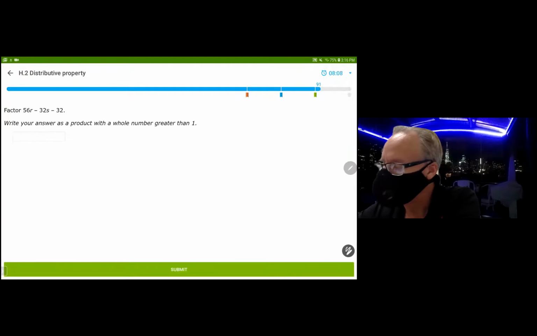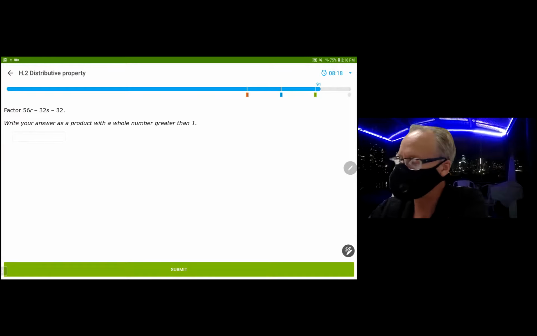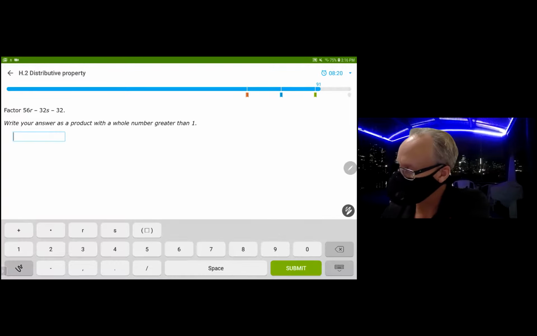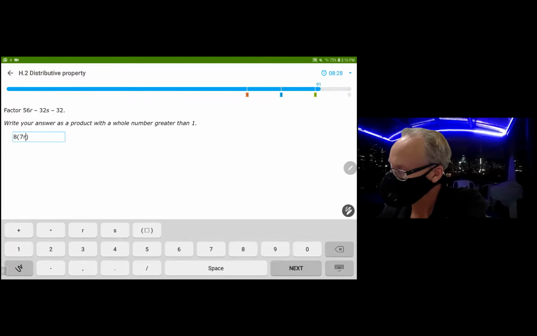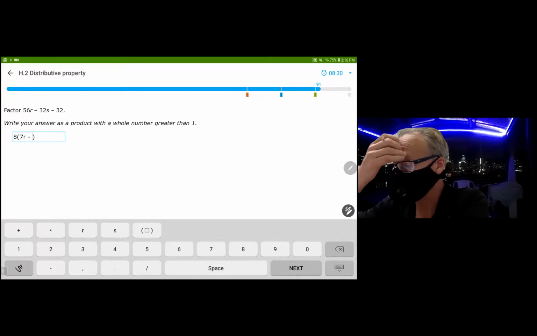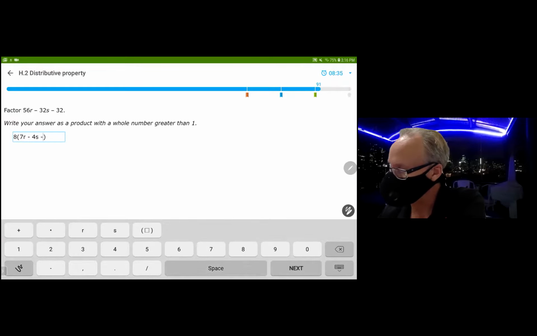All right. In this case, we're going to factor this whole thing. It looks like 56 is 8 times 7, so it looks like 8 is the common factor. And we've got 3 things going there. We've got a 7r, and don't forget to put the space in your minuses. We've got a 4s, and then we have a minus 4. And if we distribute the 8, we are going to have the 56r, the minus 32s, minus 32.